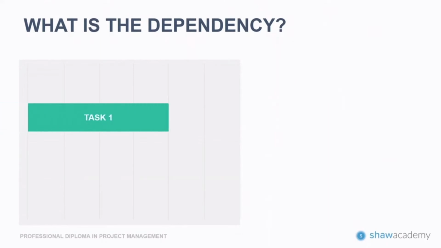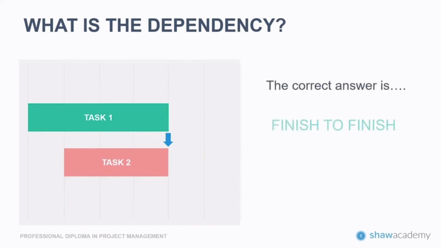Let's have a look at our next option. So we've got task 1 and task 2, and they are going to finish together. What do you think this one is called? And the correct answer is finish to finish. So start to start, finish to finish. Very clearly depicted there by our arrow that task 1 and task 2 finish at the same time.